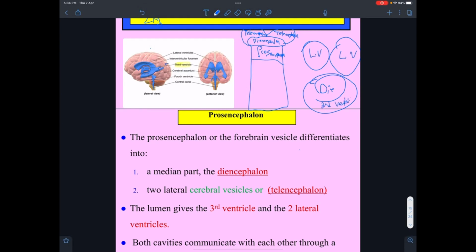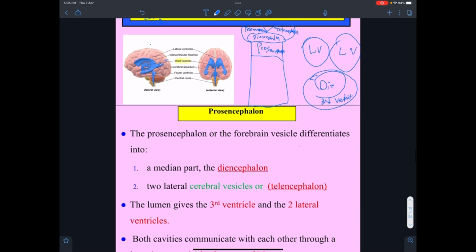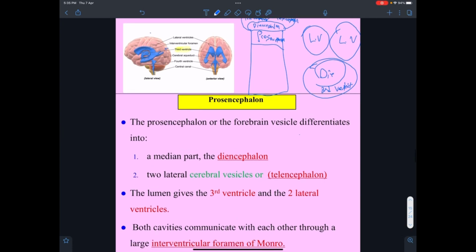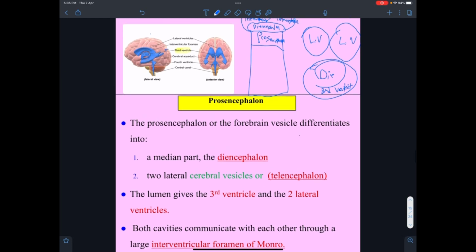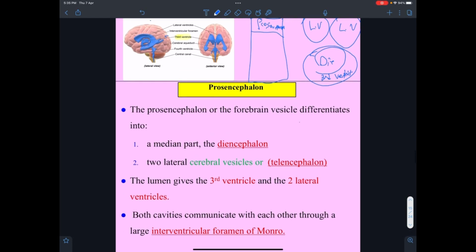This is important because the thalamus is going to be sitting on the third ventricle, and the basal ganglia is going to be sitting on the lateral ventricles. So that's what these lumens give. They're going to give you the ventricles. And when they're developed, they're going to communicate with one another.